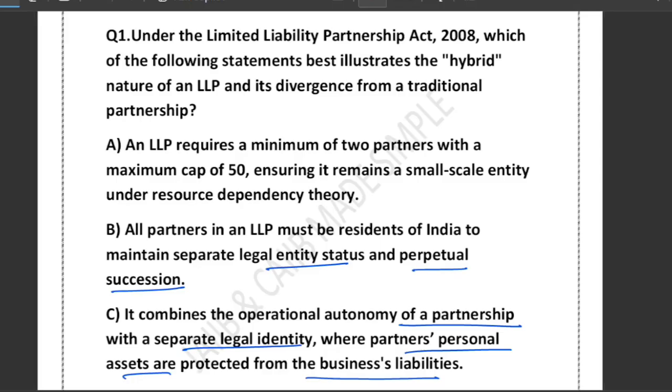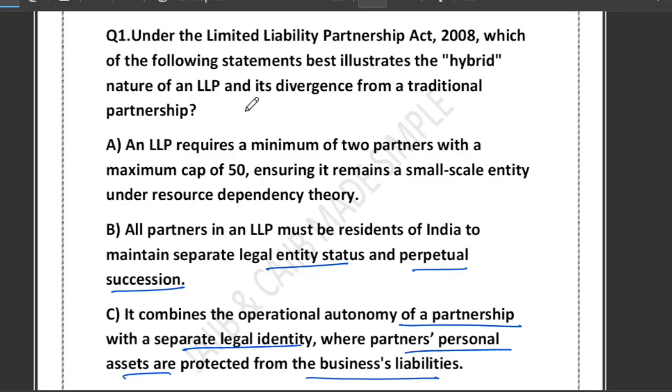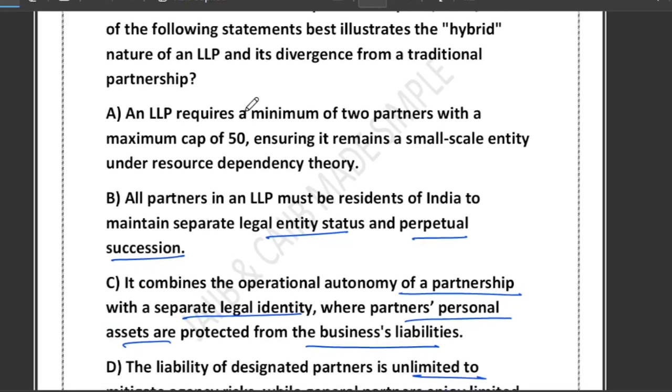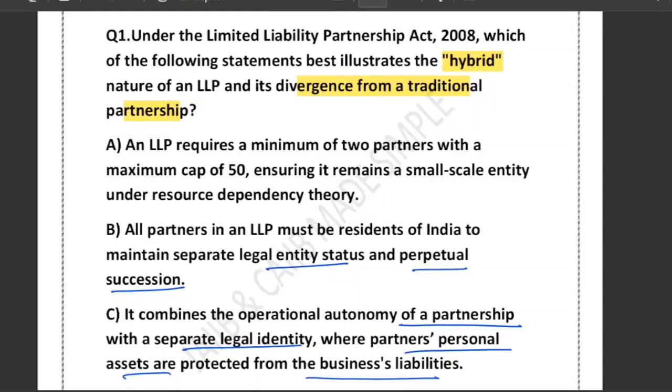So friends, let's look at the options. First of all, let's understand what the question is all about. The question is asking why LLP is called a hybrid entity and how it is different from traditional partnership. So focus on the keywords. The two keywords they have mentioned are hybrid entity and how LLP diverges from traditional partnership. So first of all, what is LLP?